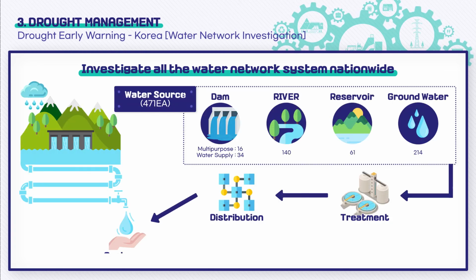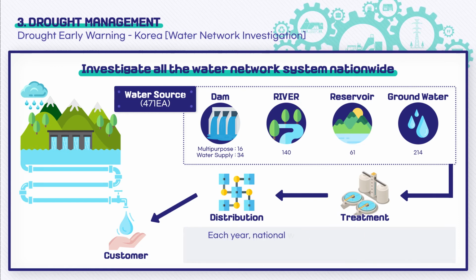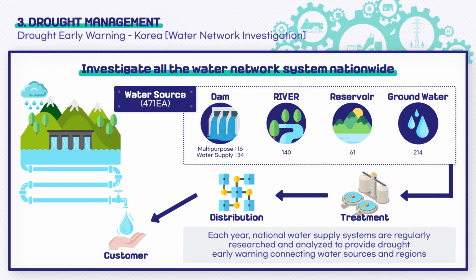The water sources we use are largely formed of dams, streams, reservoirs, and groundwater. In Korea, the water supply system that reaches water sources, intake stations, filtration plants, and the public of 3,500 eup, myeon, and dongs all over the country is regularly researched each year, and the result is used to connect water sources and regions, thereby providing drought early warnings.